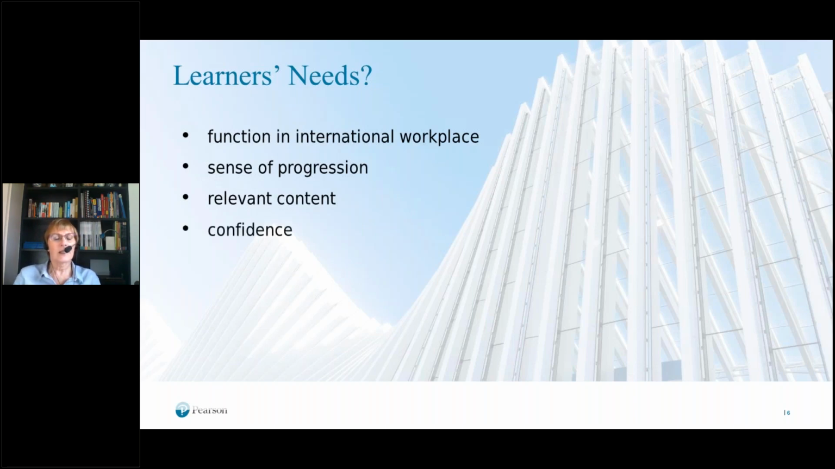And finally, they need confidence. Well, when I say confidence, I mean two things here. They need to feel confident that what they're learning in terms of language and skills is going to be relevant and useful to them. And also they need confidence building in some cases, if they have come with that affective factor where they don't feel that they're going to be able to do it.